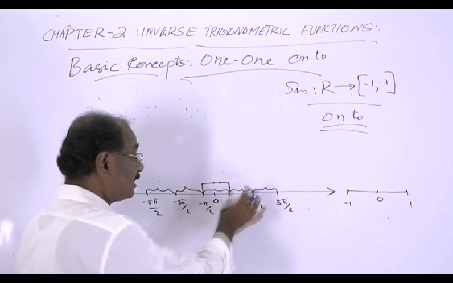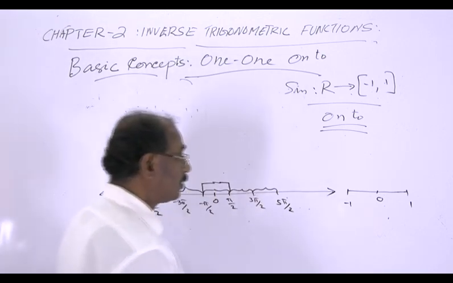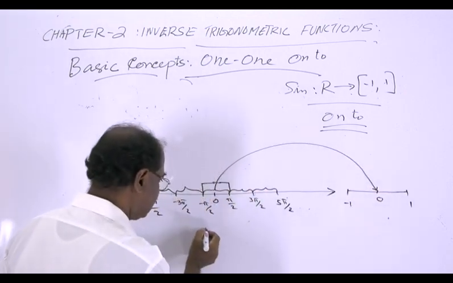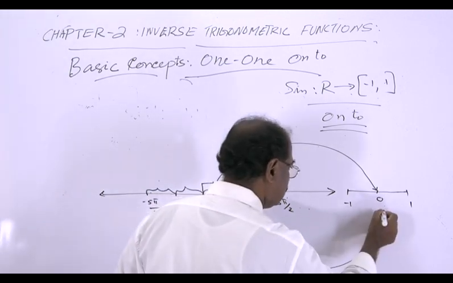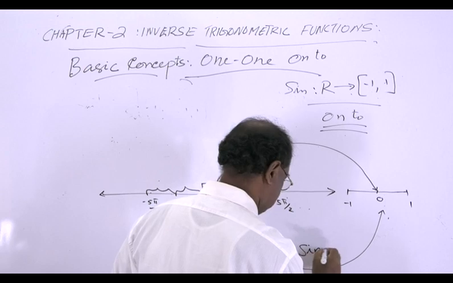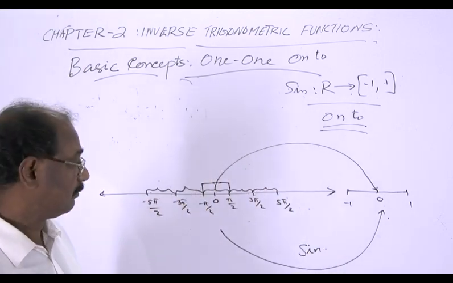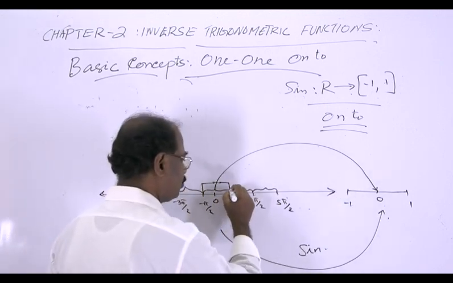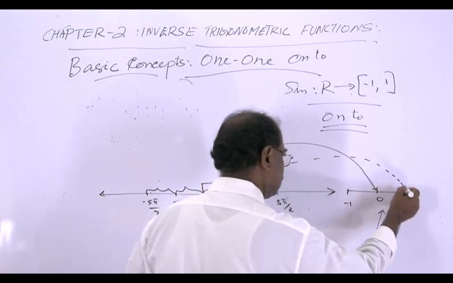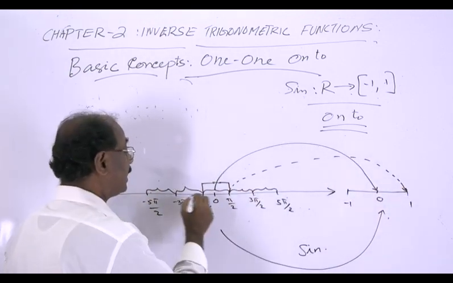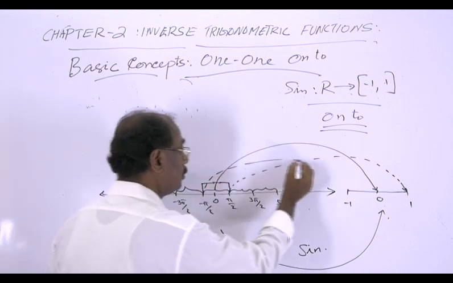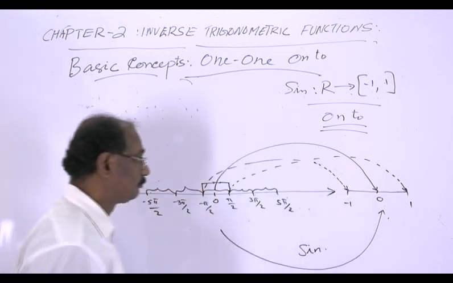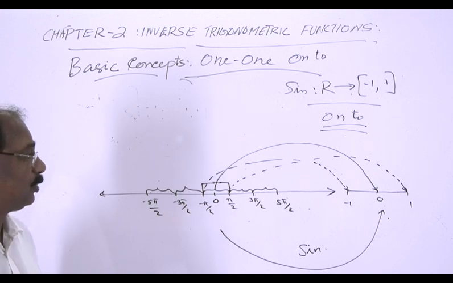In this interval, consider the sine function. Sine 0 is equal to 0. This function is defined from this R into this. So sine 0 is equal to 0, sine π/2 is equal to 1, sine -π/2 is equal to -1.